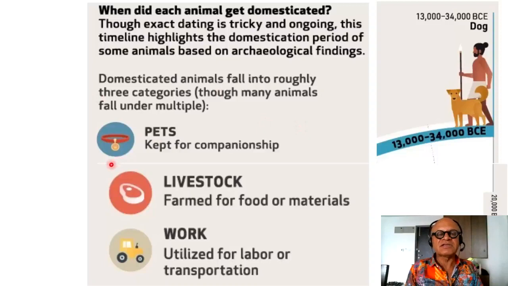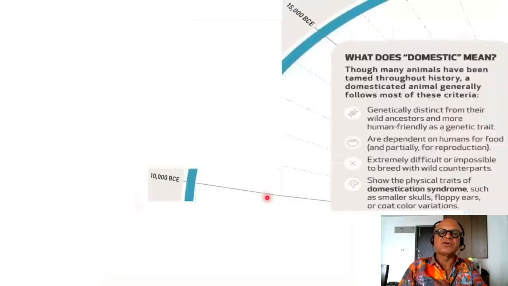Pets, kept as companions. I think in fact in French, pet is animal de compagnie, something that accompanies you. Livestock, farmed for food or materials, and work, utilized for labor or transportation like horses, oxen, and other animals used for plowing and carrying loads.